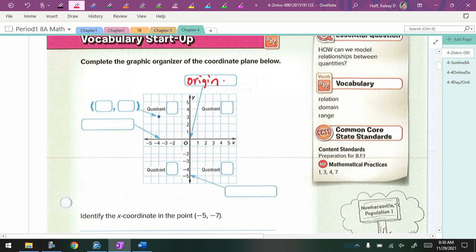Which axis is this one? The y-axis. And the other one is called the x-axis.